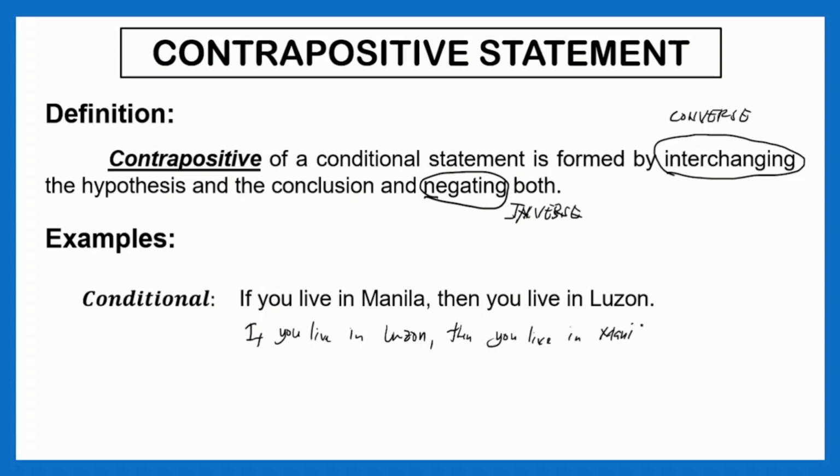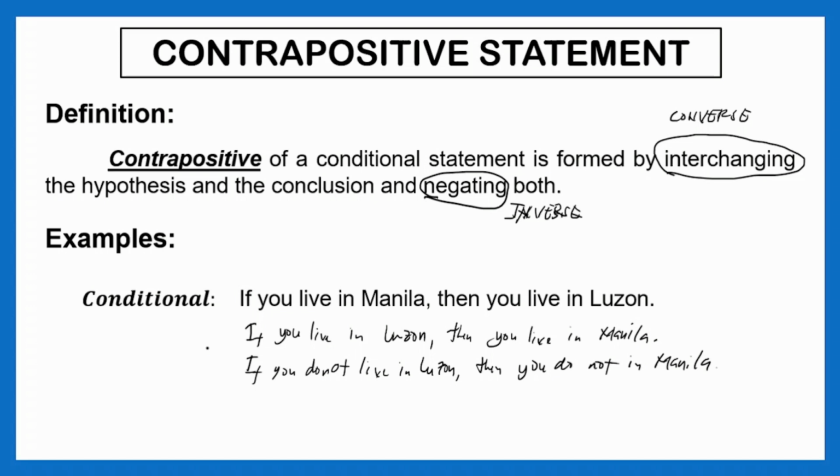Ganyan. Then, after mong gawin yung kanyang interchanging, i-negate mo naman siya. So, magiging ano naman to? Negative nito saka negative niyan. Magiging siyang if you do not, may space yan, do not live in Luzon, then you do not live in Manila. Ayan. So, this is now the contrapositive statement.